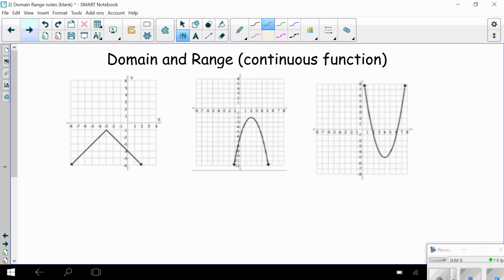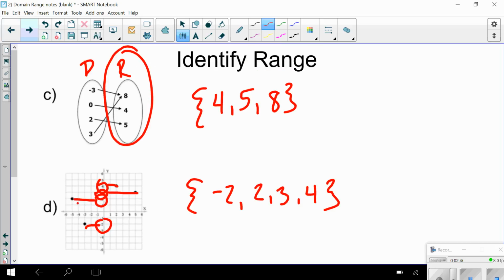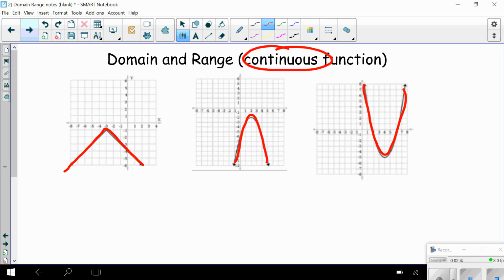In a continuous function, first you have to be able to identify what a continuous function is. A continuous function is a graph that has no breaks in it. So we looked at an ordered or a scatter plot on the previous page. Right here, this is a scatter plot. This is a continuous function because it does not stop.